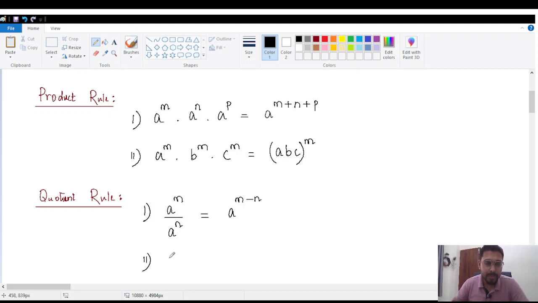Number two, if the opposite happens, let's say the bases are different, so a raised to the power of m over b raised to the power of m, in that case we will write a by b whole to the power of m. The logic is all the same. If the bases are different, we are dividing the bases and then putting the same power, just like in the case of multiplication, where we multiplied the bases and then put the same power. So the logic of taking the rule is the same, only the operations are different.